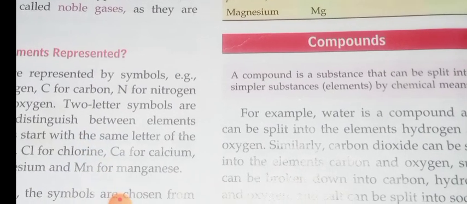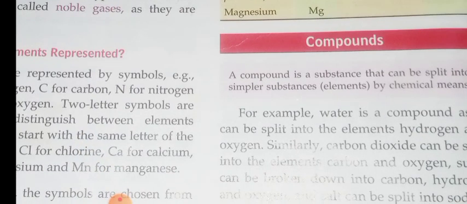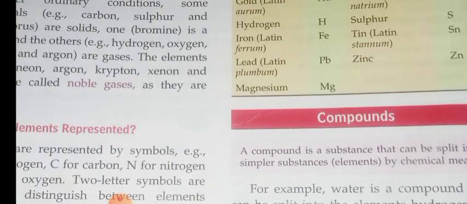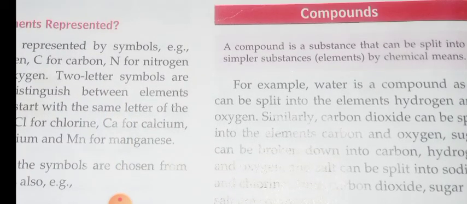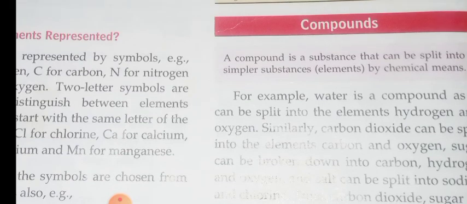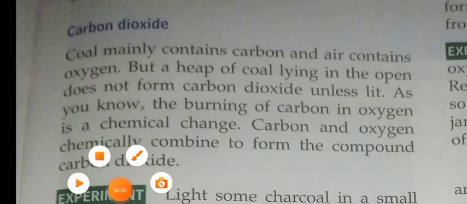Today we are going to continue the third unit in chemistry. Yesterday we have seen about the elements. Today let us discuss what is a compound. A compound is a substance that can be split into simpler substances, that is into elements, by chemical means. By using chemical techniques we can split the compound into simpler substances, that is into elements. A compound is made up of elements. So this is about compounds.